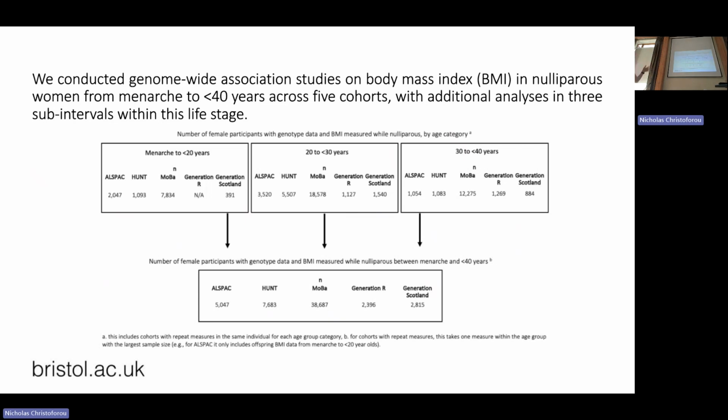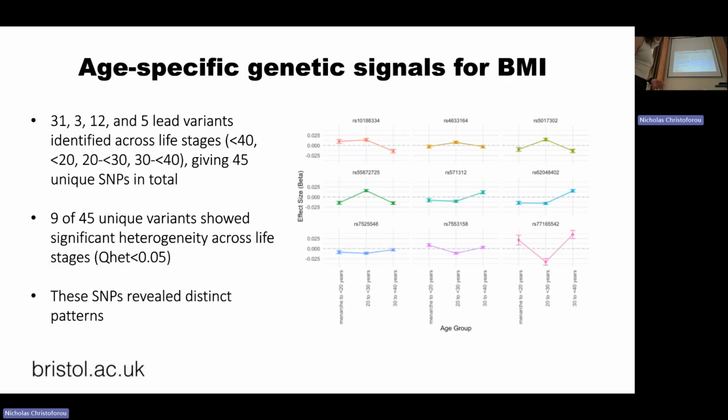And we split these up into subgroups: menarche to 20, 20 to 30, and 30 to 40. Obviously, the biggest group was the menarche to 40 group, so I think that provides the most reliable evidence.